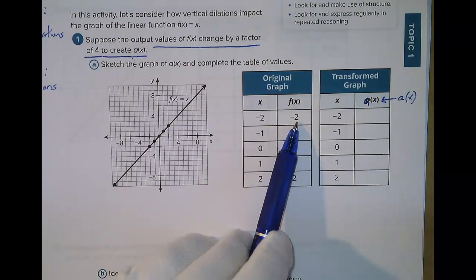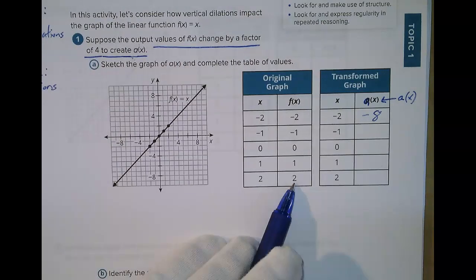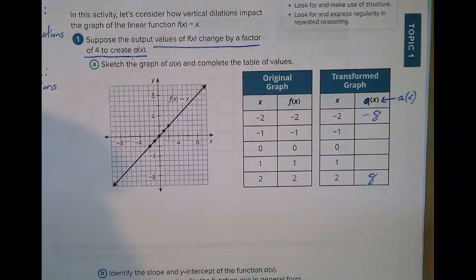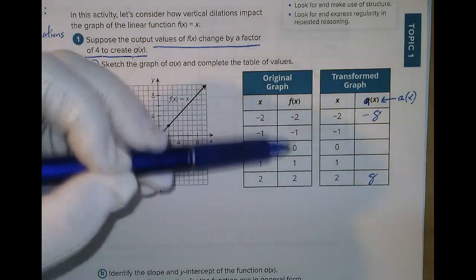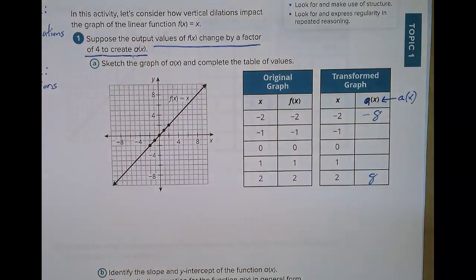This times 4. This times 4. And all of the other variable values in between, times 4, times 4, times 4. And then put those here. What you're going to do then is you're going to sketch that graph.